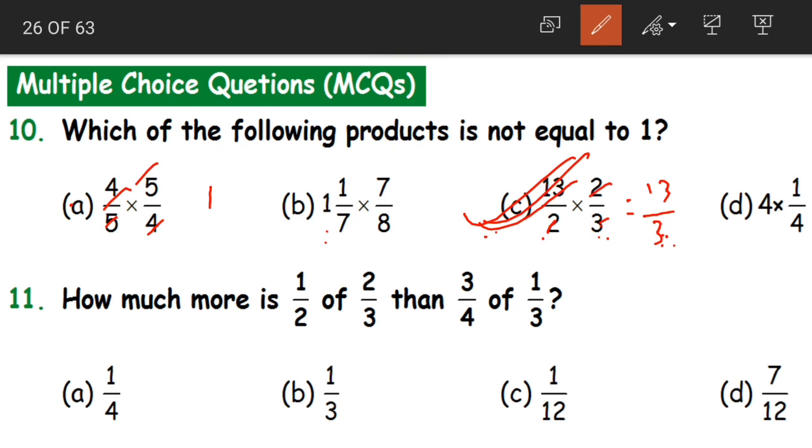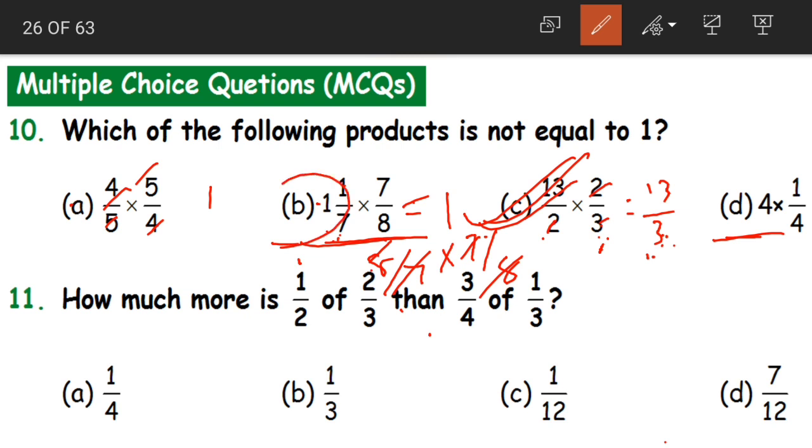What would have happened if we had solved this? 7 ones are 7 plus 1 becomes 8. 8 by 7 into 7 by 8. 7, 7, 8, 8 get cancelled. The product will be 1 itself. But what happens in competitive exams is we need to solve as many questions as possible correctly within a short period of time. So I simply skipped this option because it requires a calculation here, right? I skipped this option and checked option C. It gave me the correct answer. So I need not even solve B and D here. Clear, students? Option C is our correct answer.